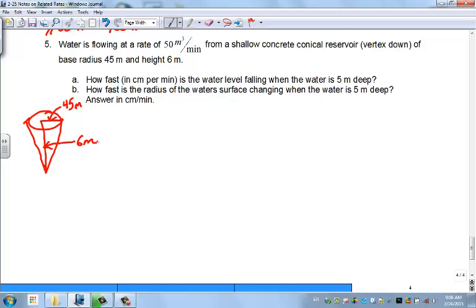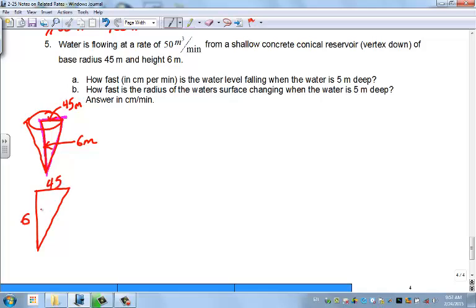Now, what you can do is you can always find a relationship between the radius and the height of the cone if you're given a base radius and an overall height, because you can use similar triangles. Okay, so I'm going to pull this little right triangle here out of my cone. See the right triangle? I'm going to pull that out, and I'm going to get an overall relationship between my radius and the height, no matter what the water level is in the cone. Because this is 45, this is 6.